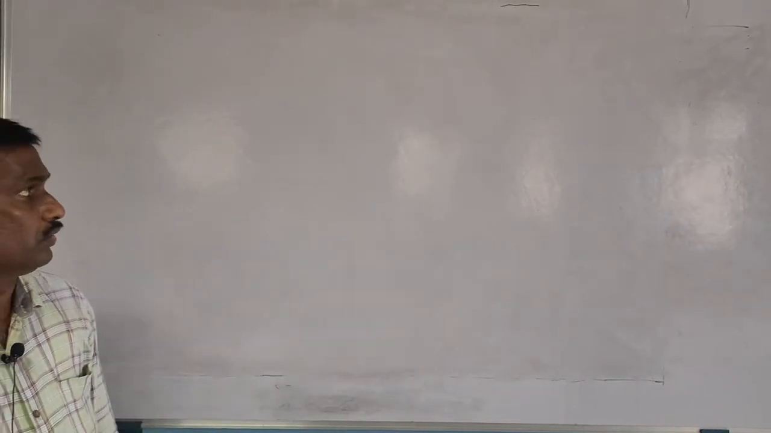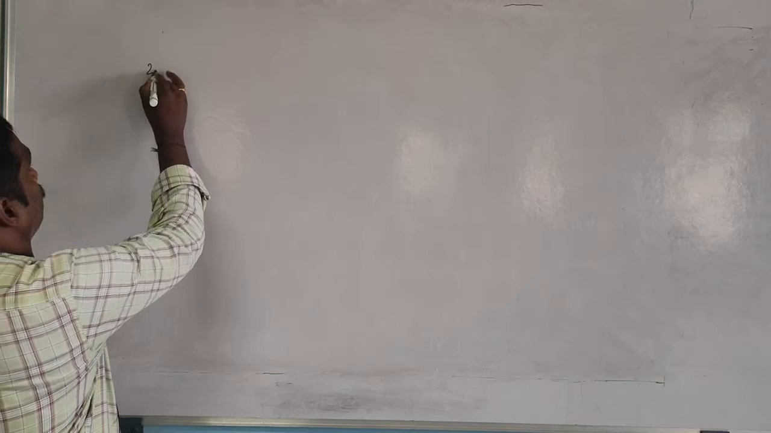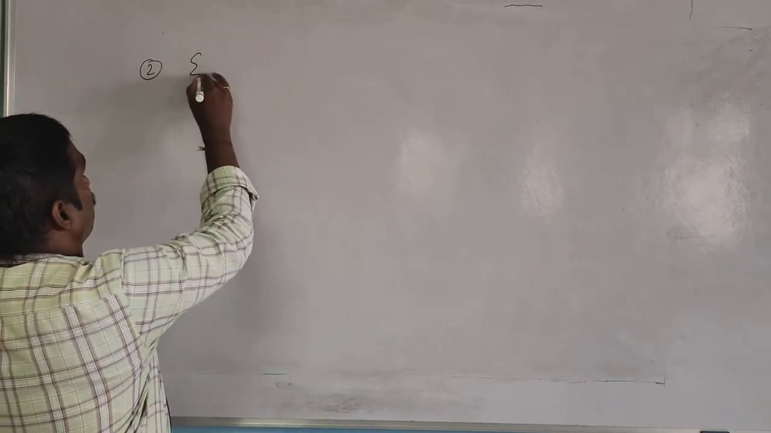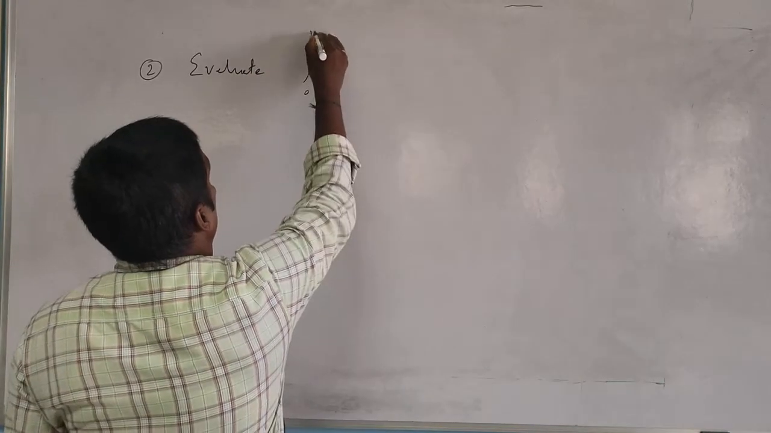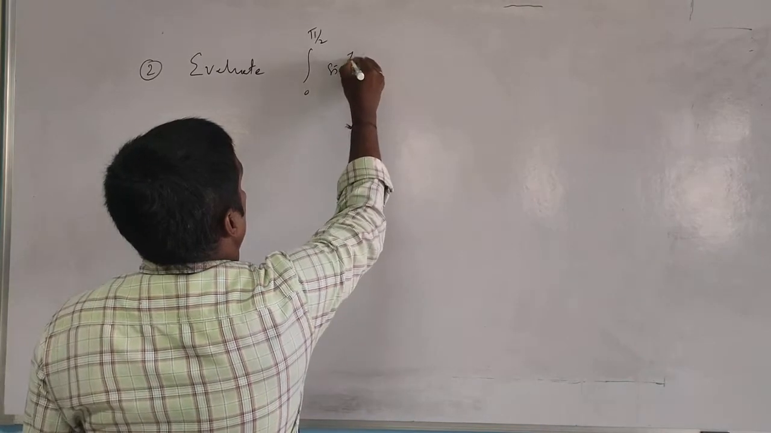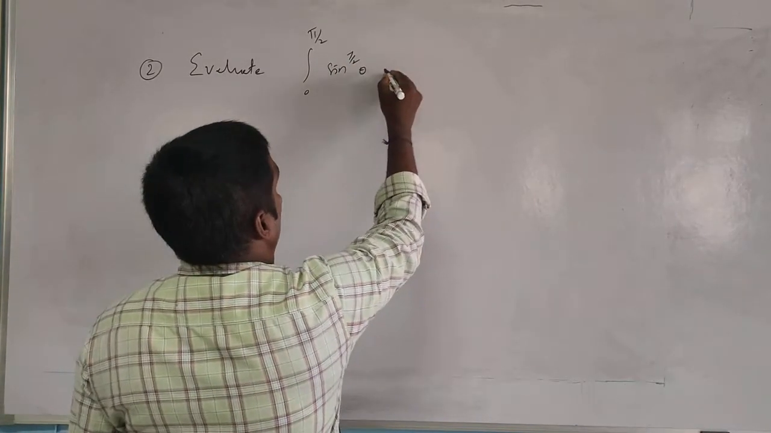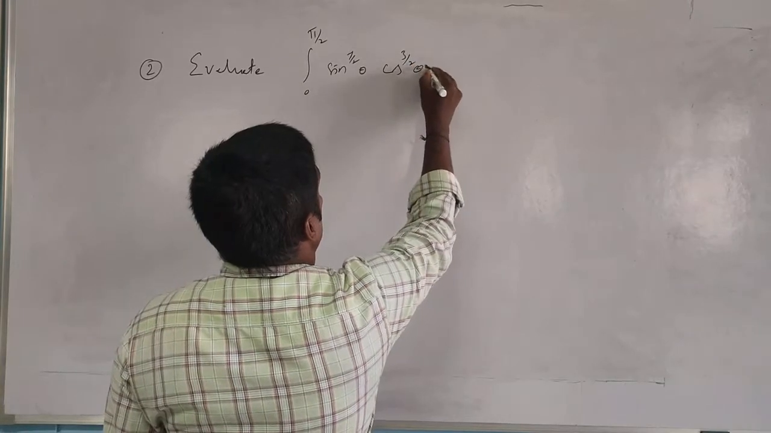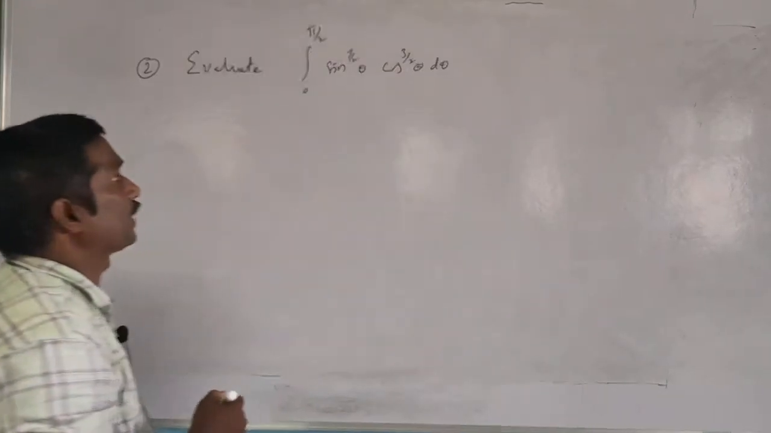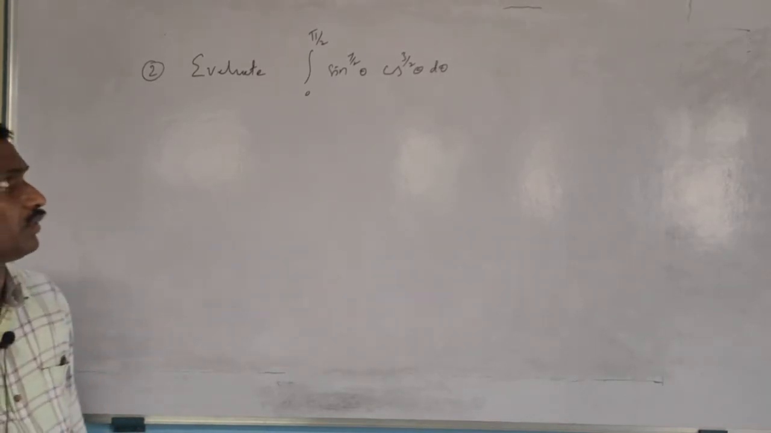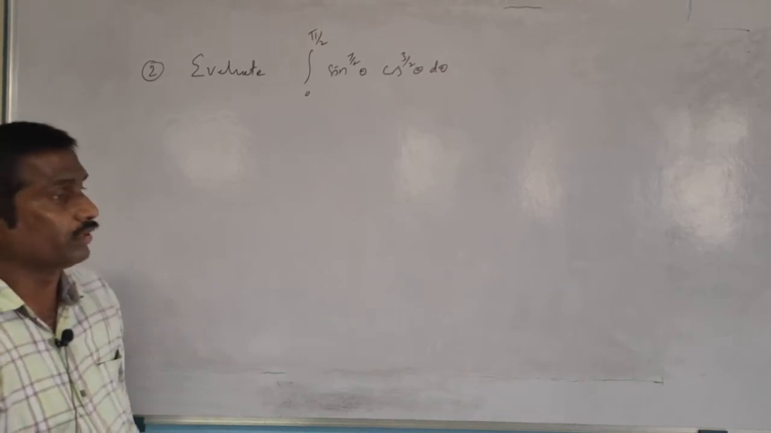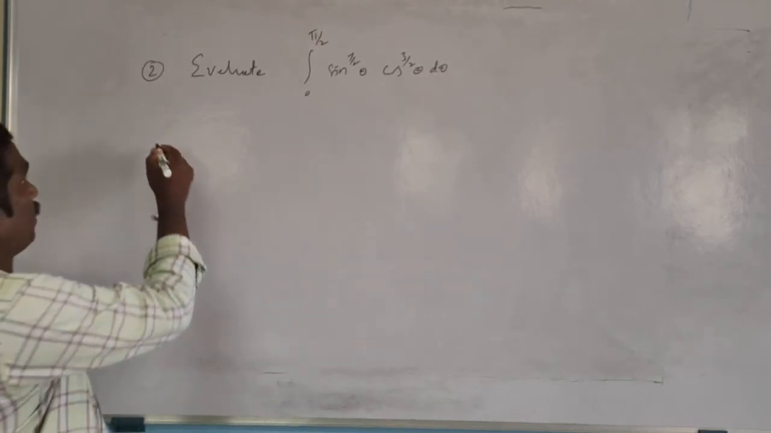Now we shall see the second problem on the relation between beta and gamma function. The second problem is: evaluate integral 0 to pi by 2 sin power 7 by 2 of theta into cos power 3 by 2 of theta into d theta. Okay, this is the problem. Now write the solution.